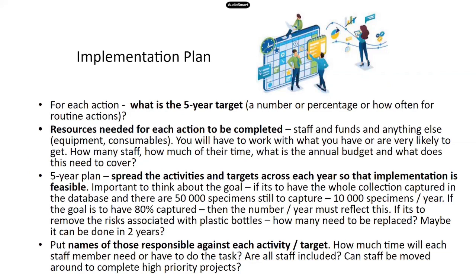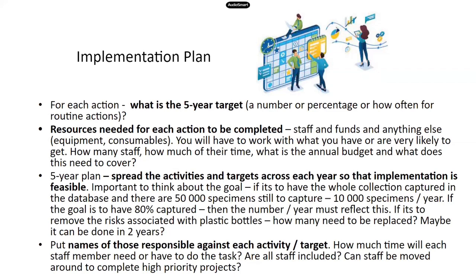So then you have to develop an implementation plan. And this is often where people have a strategy, but they don't have the implementation plan. So for each of those actions, you need to say, what is the 5-year target? And it's a number or a percentage or a frequency. So how often if it's a routine action. So you have to set those targets.